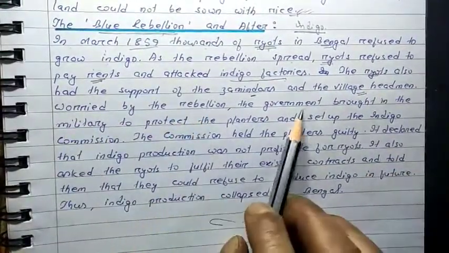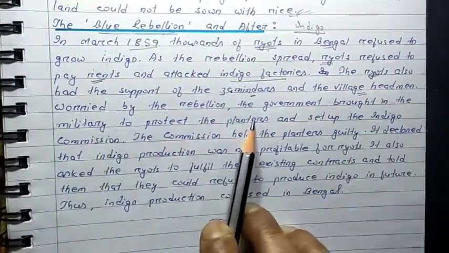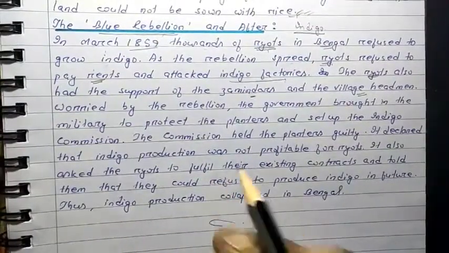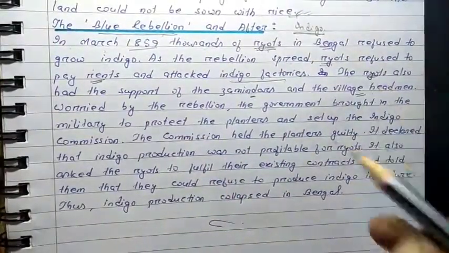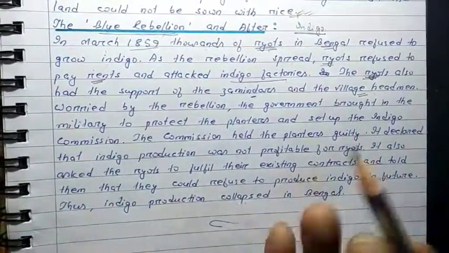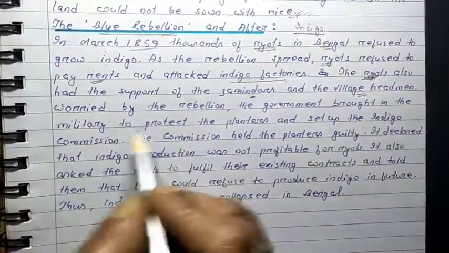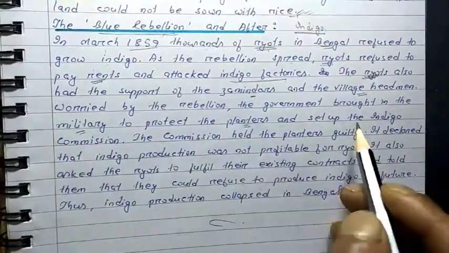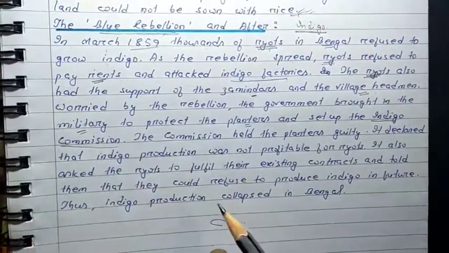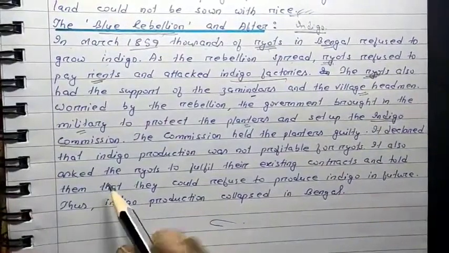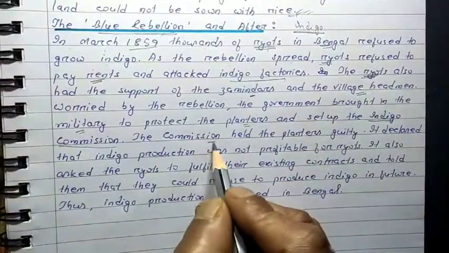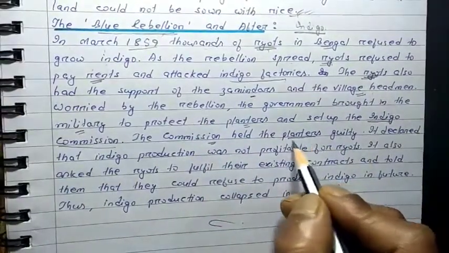Worried by the rebellion, the government brought in the military to protect the planters and set up the Indigo Commission. Now the East India Company, when they saw that the indigo cultivators, or the ryots, were openly coming out in revolt, brought in the military to protect the planters, and also set up an Indigo Commission. They set up the Indigo Commission to inquire into the production, or cultivation, of indigo. And after investigation, the commission held the planters guilty. The commission declared that all the faults were with the planters.